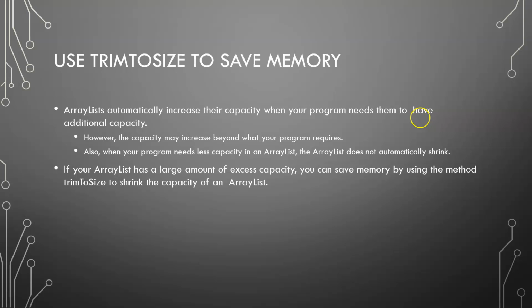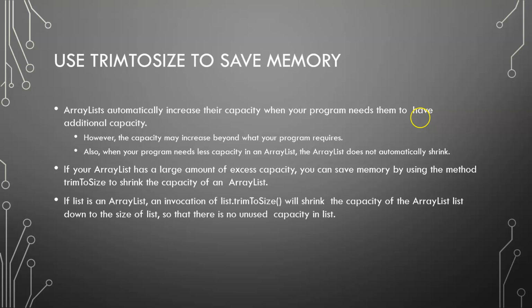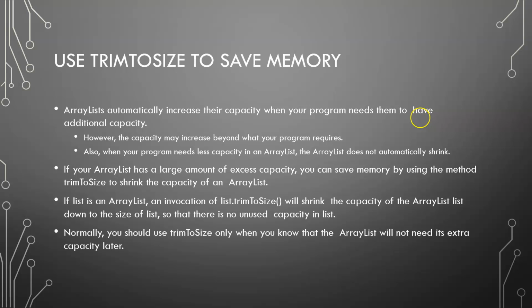So let's say you set it to 100, but you need to shrink it down to 20. You can use that trimToSize. Now, if list is an ArrayList, the invocation of list.trimToSize will shrink the capacity of the ArrayList list down to the size of list, so that way there is no unused capacity in the list. Normally, you should use trimToSize only when you know that the ArrayList will not need its extra capacity later.